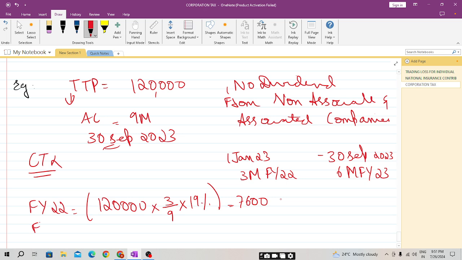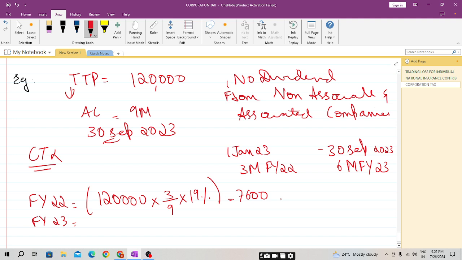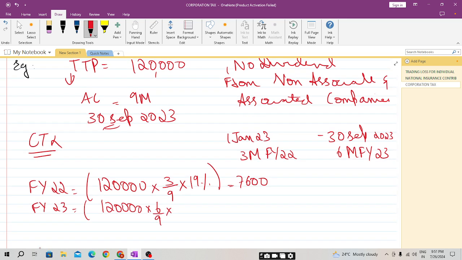Now coming to the case of financial year 23. The TTP will be for only 6 months, so 6 divided by 9. Now students, we need to find the augmented profit. The augmented profit is TTP plus dividends, but there is no dividend, so the augmented profit and TTP will be the same.